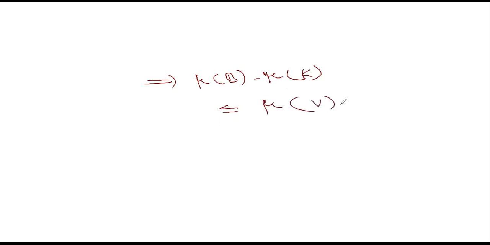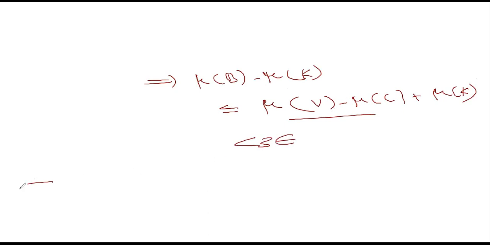And what's mu of V minus C? It's equal to mu of V minus mu of C, which implies mu of B minus mu of K is less than or equal to mu of V minus mu of C plus mu of W. This is less than 2 epsilon, and mu of W is also less than epsilon, so it's less than 3 epsilon.